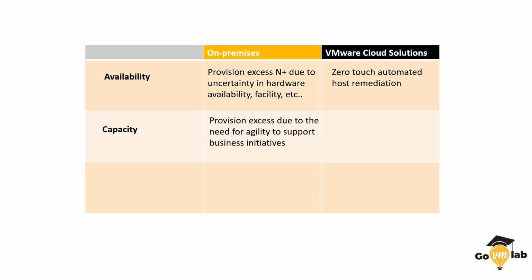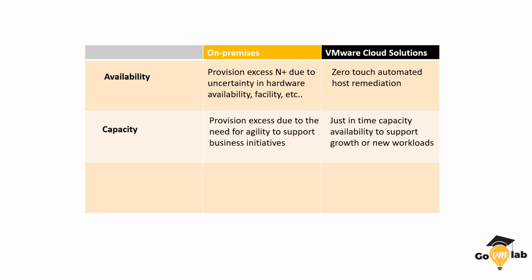The next thing is capacity. As we discussed, the on-prem data center will always have excess provisioning due to uncertain scenarios, or to provide the agility to support business initiatives. Now there is a new requirement coming from the business. We can't say that we don't have any spare hardware available in our infrastructure, right? To support that agility, flexibility, and those new initiatives, we always need spare capacity to host new workloads or new applications which are ready to go into production. And that's where we always have excessive provisioning of hardware in the on-prem.